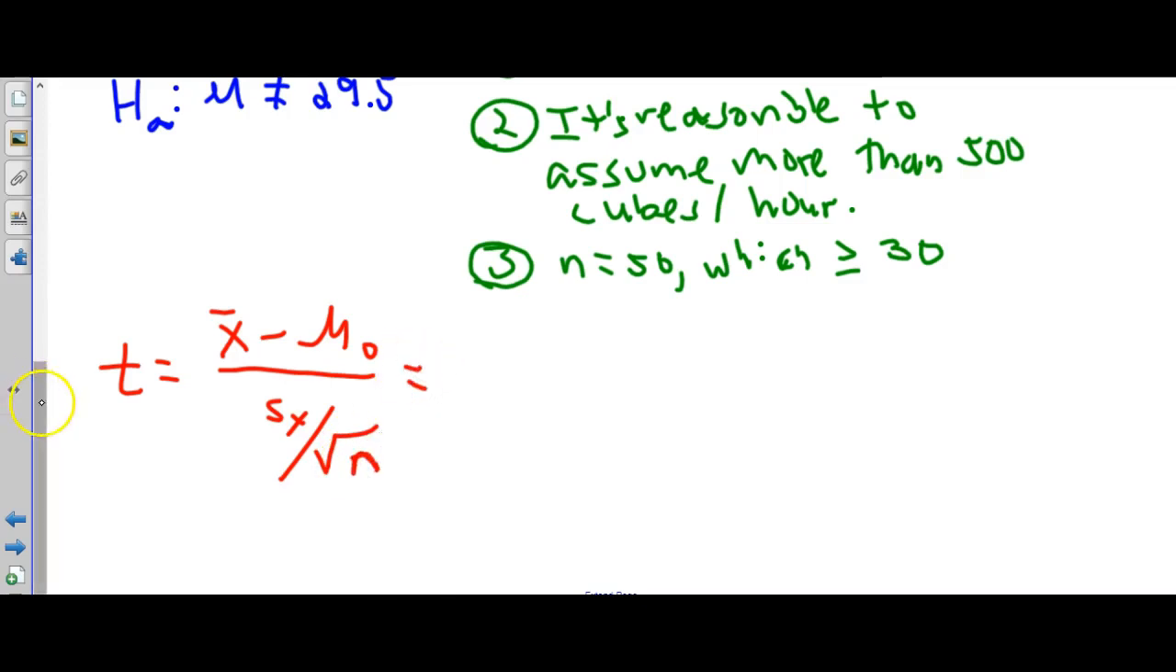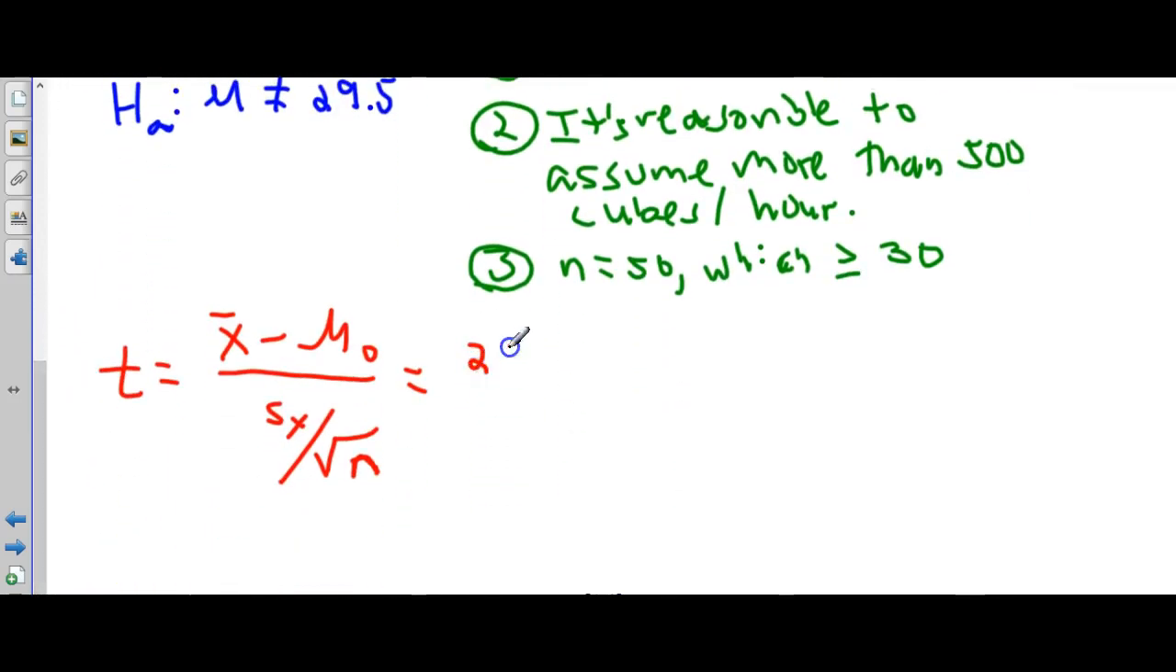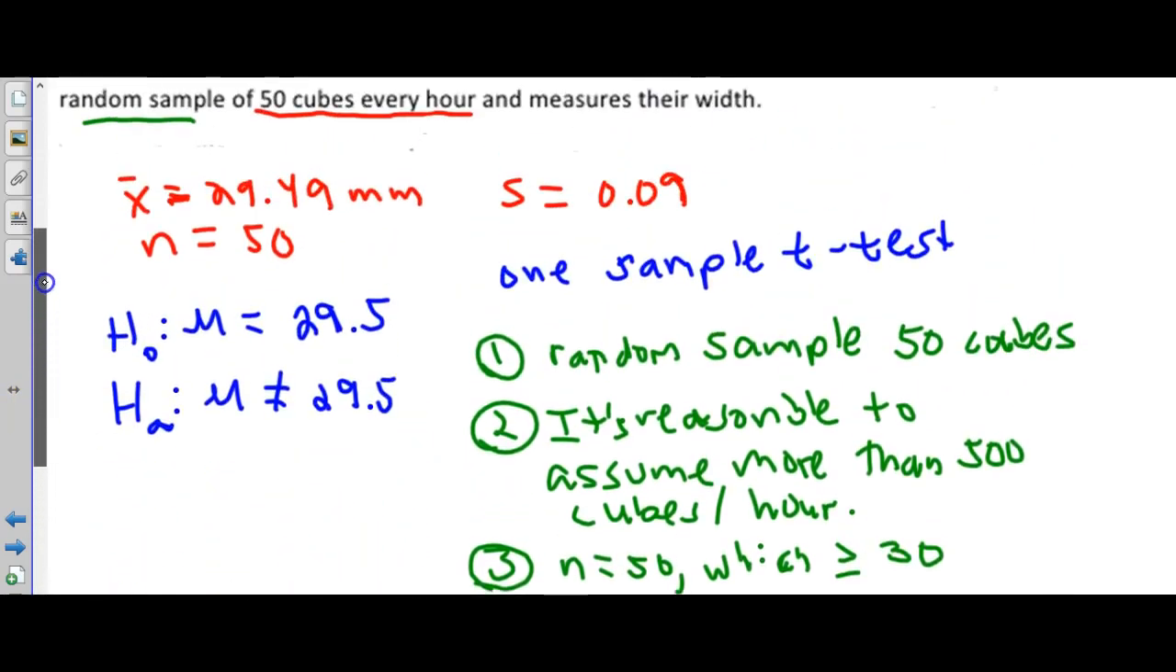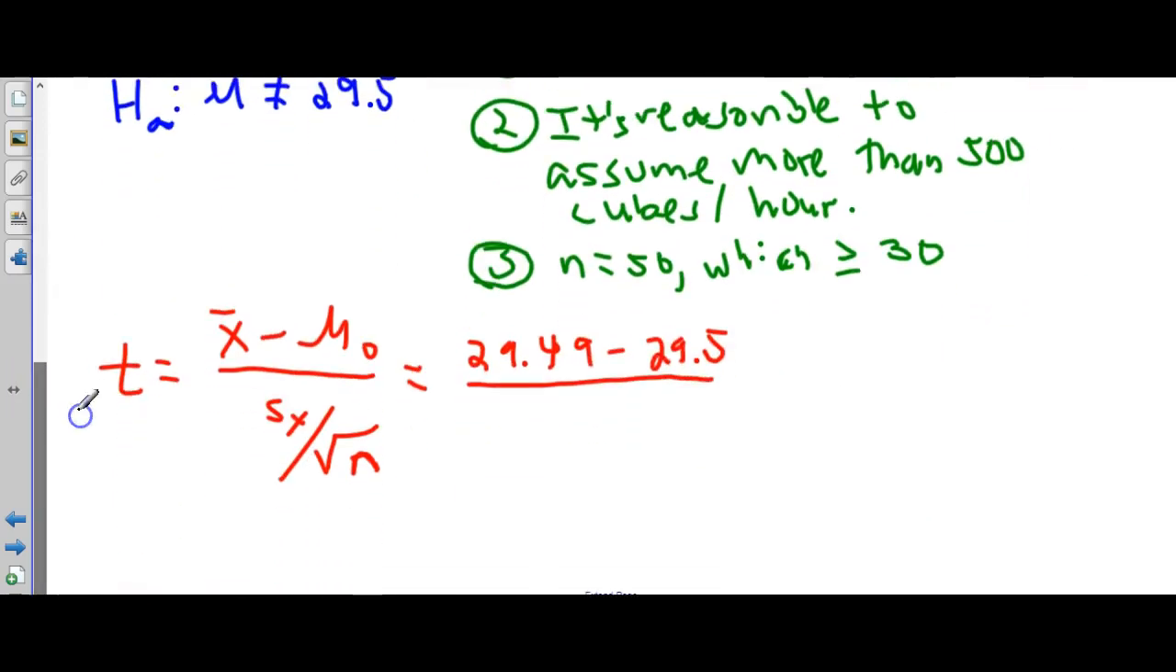Our sample mean was 29.49, excuse me, 29.49 minus 29.5, that's mu naught here. Our standard deviation was 0.09 and our sample size is 50. So let's go to our calculator and enter this in our calculator.